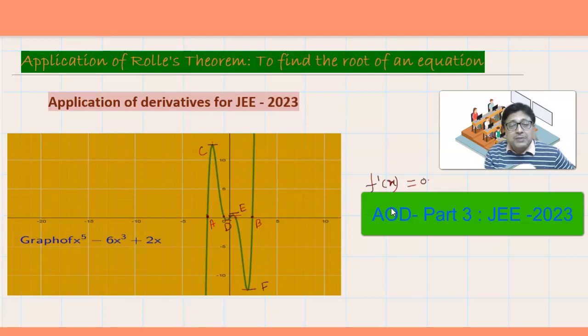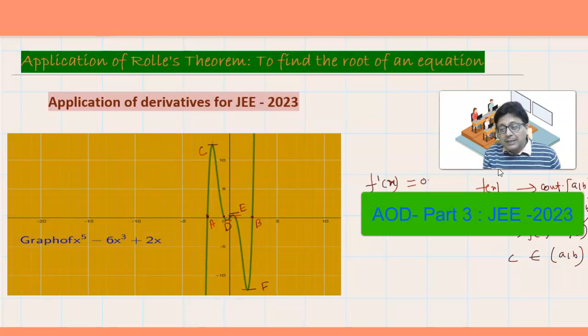So between 2 successive zeros, there must be at least 1 zero of the derivative. And this is actually stated in Rolle's theorem. If a function fx is continuous in a closed interval AB, differentiable in an open interval AB, and fa equal to fb, then the theorem states that there exists at least one point C in this interval such that the derivative at that point is equal to 0.